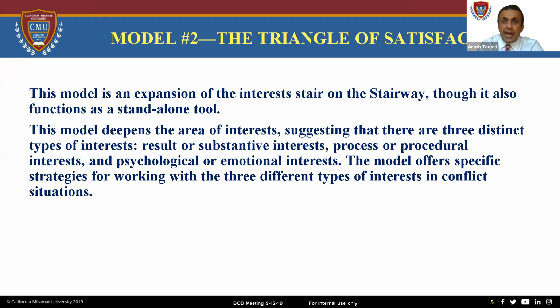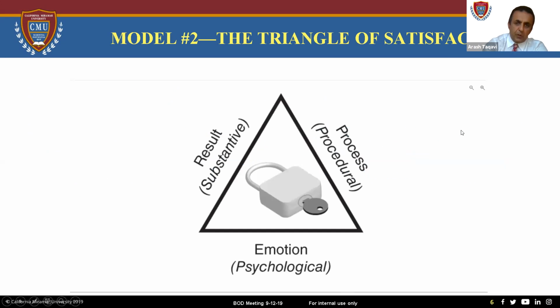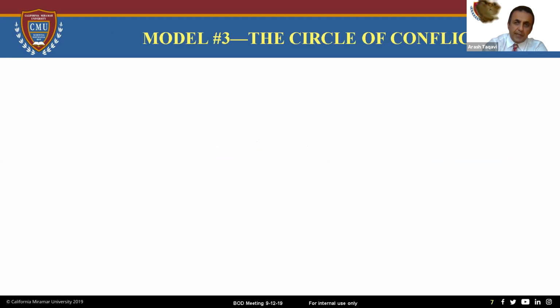In model 2, the triangle of satisfaction, we also subdivided the first processes, the so-called interest-based processes, into three types of interest: result or substantive interest, process or procedural interest, and psychological or emotional interest. The model offers specific strategies for working with the three different types of interest in conflict situations. You can see the schematic picture of the triangle of satisfaction.